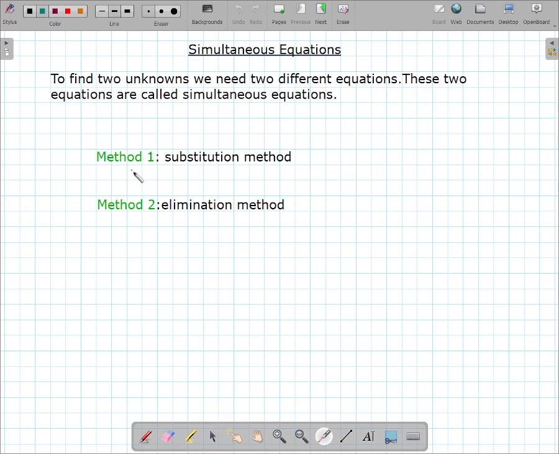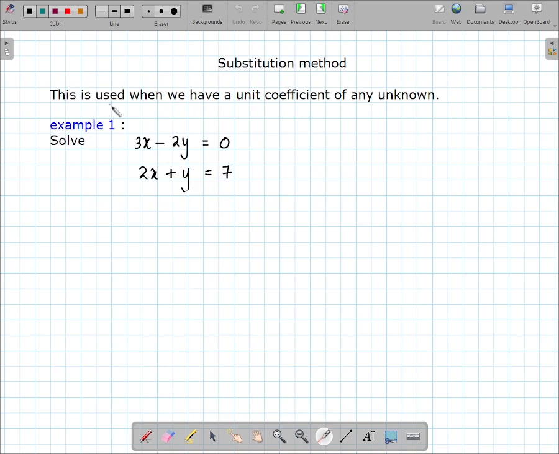I'm going to discuss two methods to solve simultaneous equations. Method 1, substitution method. Method 2, elimination method. Let's move on to substitution method. This method is used when we have a unit coefficient of any unknown. Let's go to the first example.